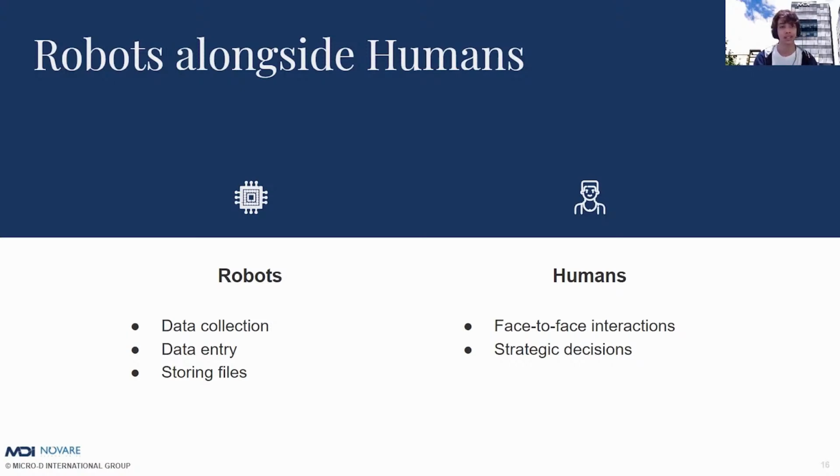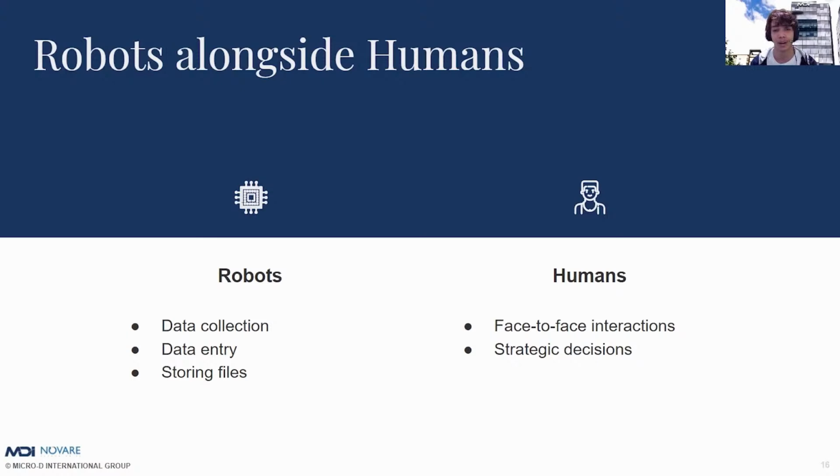RPA robots cannot replace everything that we do, because when RPA robots are deployed, they also have to be maintained. So in an RPA process, robots and humans are needed, and they actually have different tasks, connected to what they are best at.